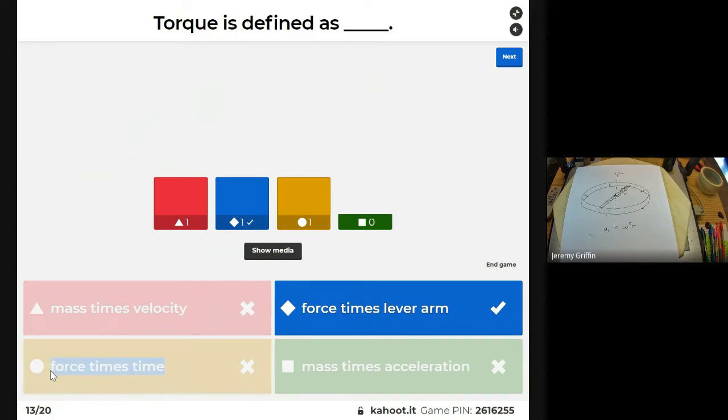How about the yellow one? This one's a bit more obscure, but I wonder if anybody remembers this. If you push on something with a force for some time, that delivers some what to that object? Starts with an I. Like impulse, like a change in momentum. Force times time interval would be like an impulse, change in momentum.